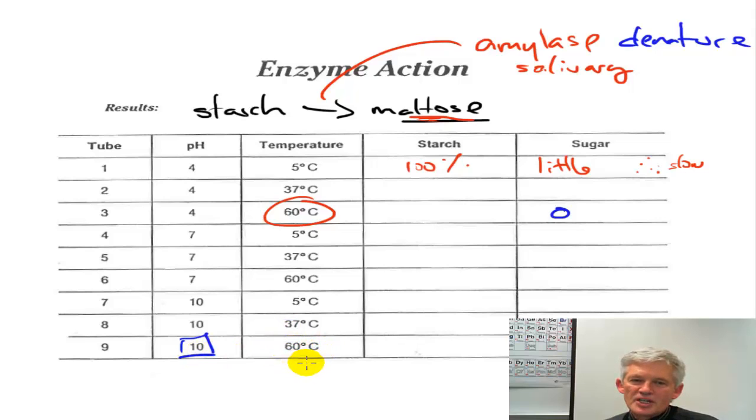So the question is, at what temperature and what pH are you going to get much sugar? And I think I've just given you a big hint, but I don't want to totally reveal it. I want you to think about it. What temperature, what pH is going to give you the maximal conversion of starch to maltose?